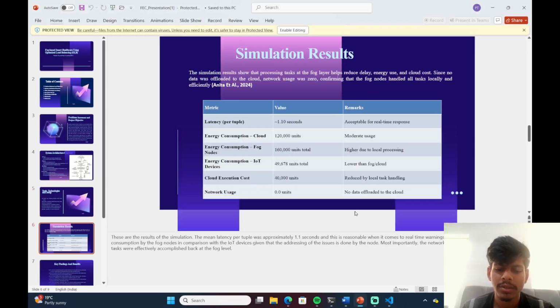So these are the results of the simulations. The mean latency per tuple was approximately 1.1 seconds, and this was reasonable when it comes to real-time warnings. There was low energy consumption in both IoT devices. Since the processing is done by the fog node, most importantly the network traffic was nil, and it showed that tasks were efficiently accomplished at the fog level.